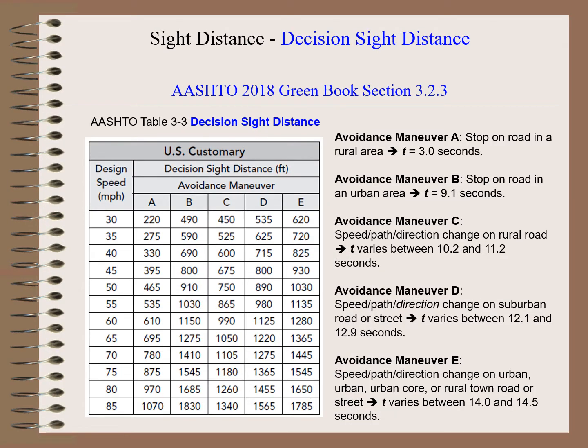The 2018 Green Book, Section 3.2.3, has Table 3-3 on decision sight distances. In that table, there are several different avoidance maneuvers, A through E. Each one is listed with what type of maneuver it is and the amount of time for each maneuver.